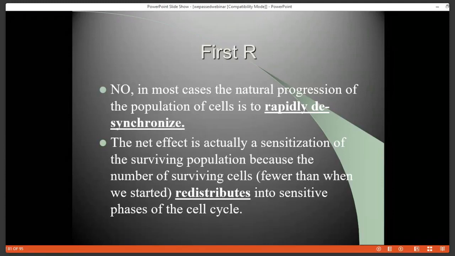It does tend to level off the effects over the 24 hours, but you don't want to treat less than the 6 hour time frame between the two doses of radiation because we need these Rs to all happen. And this is, again, looking at the first one, redistribution into the more sensitive phases of the cell cycle itself.